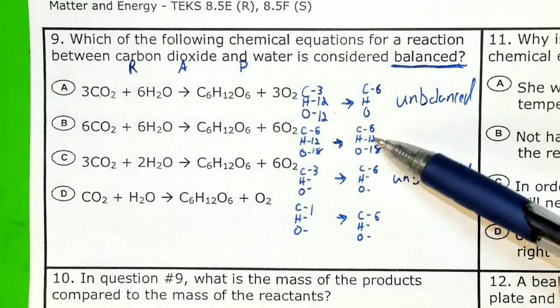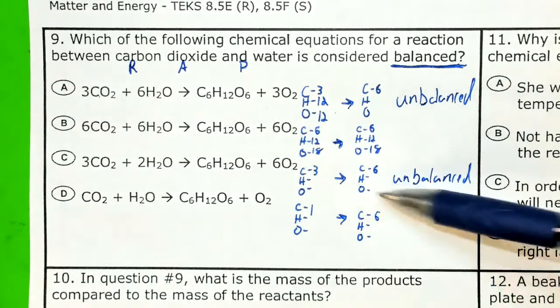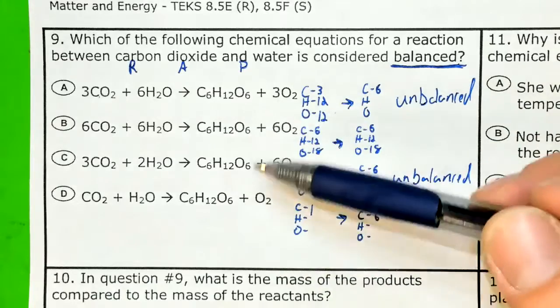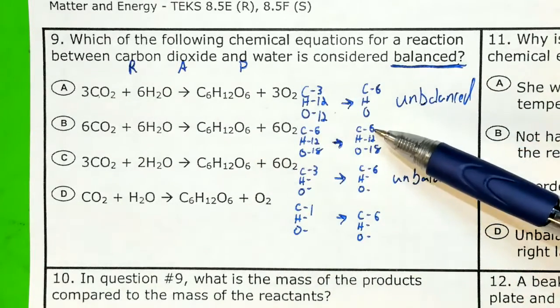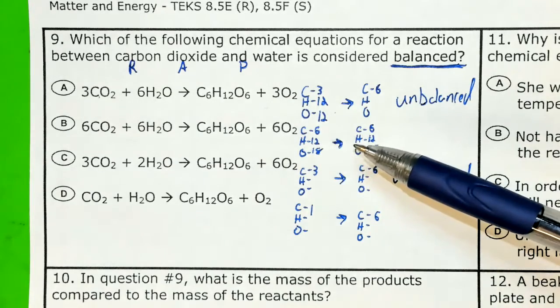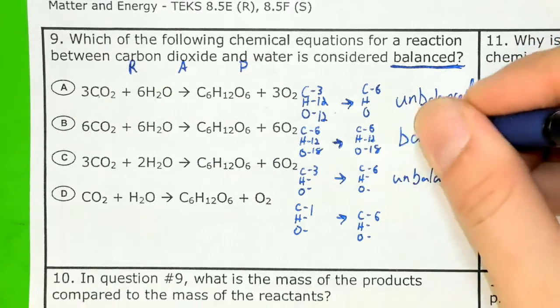All right, so what I went ahead and did is I just wrote this down real quick, guys. We just broke down each answer choice. Now, when you got to B, you'll notice that when you broke it down, you had 6 carbons on each side, 12 hydrogen on each side, and 18 oxygen on each side. So we finally came across one that's balanced.